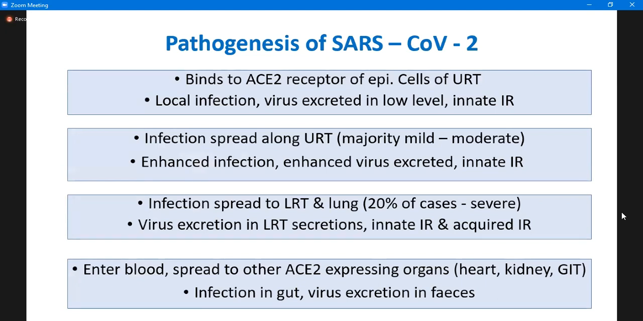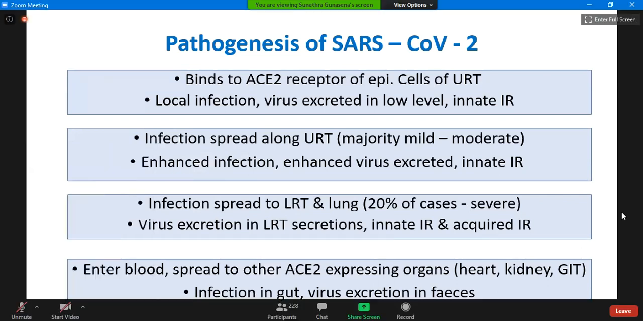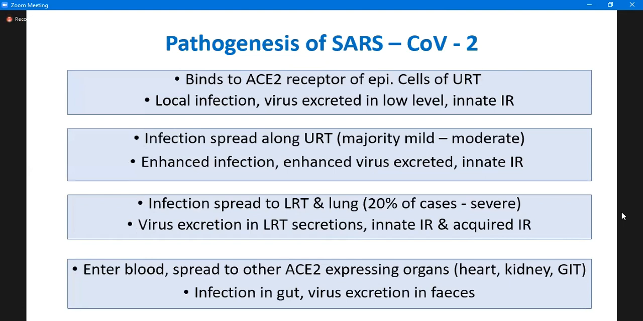Then let us look at the pathogenesis of the SARS coronavirus 2. The exact pathogenesis is not known. However, the hypothesis suggests that the virus binds to the ACE2 receptors of the epithelial cells of the upper respiratory tract, mainly the nasal passage. This will lead to a localized infection. There is virus excretion in the nasal secretion at a low level, starting with the innate immune response.